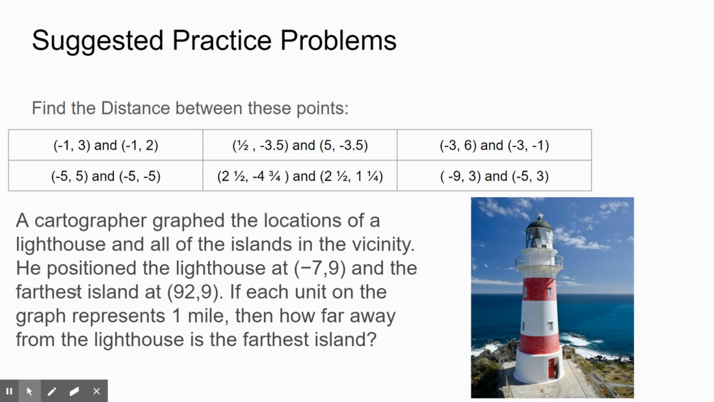The second one is a word problem. You have a lighthouse. This is a good example of a situation where you probably wouldn't want to make a graph, because if you notice the x value in that one ordered pair, it's 92. I don't think you want to plot that on a piece of graph paper. So this is definitely a situation where you'd want to use the absolute value method. Good luck.